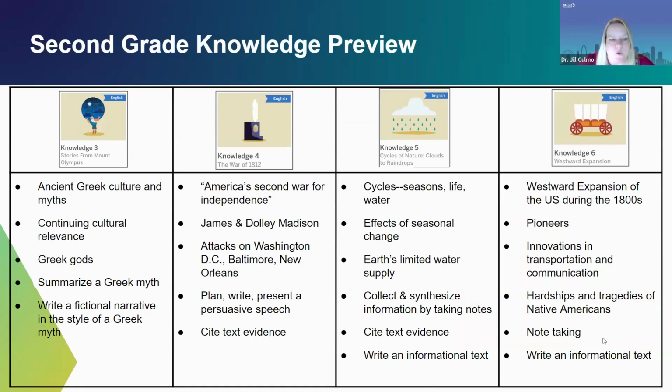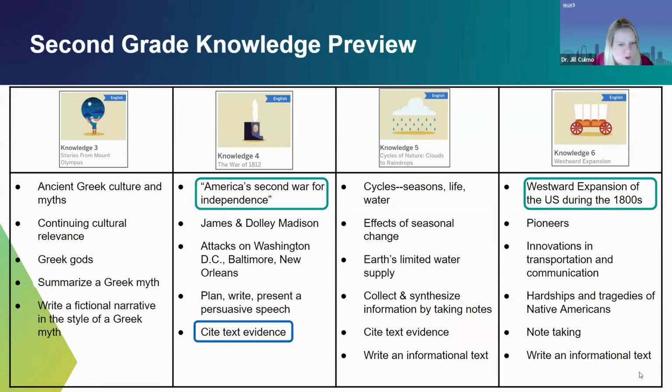All right, let's look at some connections between these 4 units. First, you can see in Knowledge 4, students are looking at an important time in American history in the 1800s, and that is the War of 1812. And then later in Knowledge 6, they're zooming in on westward expansion during that same time period.